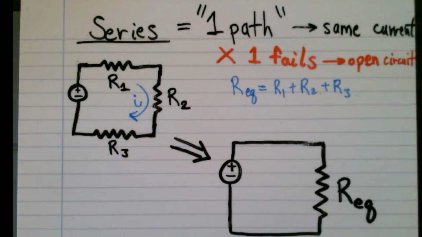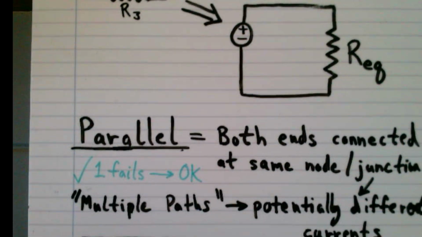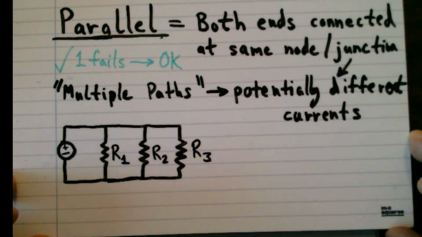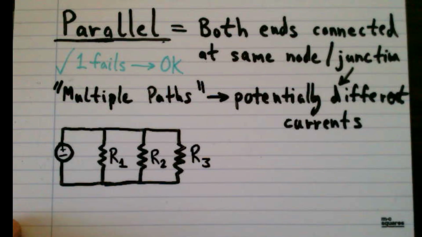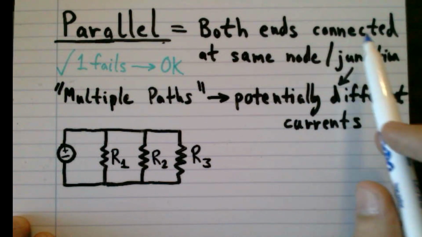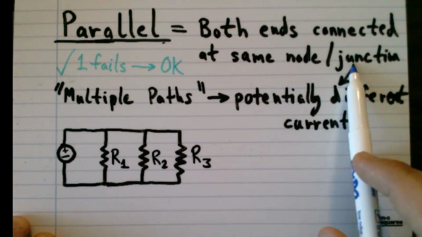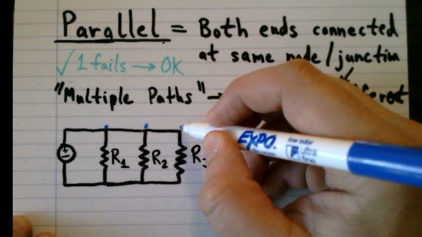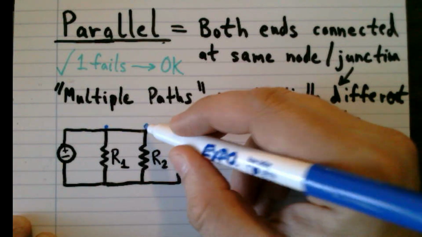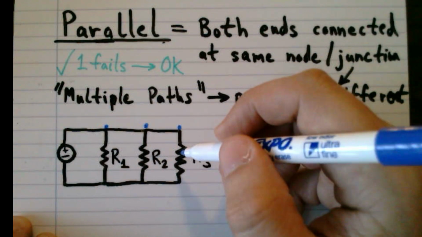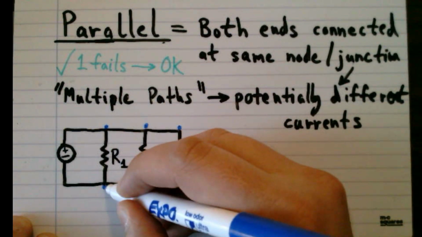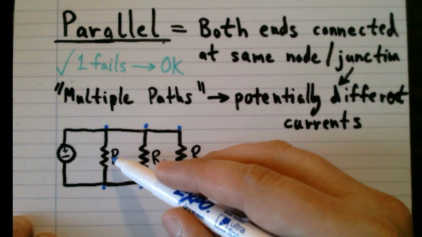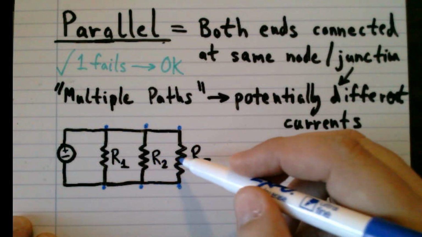Okay? We can tell if a resistor is in parallel or not by determining whether or not both ends are connected at the same node or junction. So if we look here, in this example, we have this top wire, and each one of these resistors is connected to the same top wire and also the same ground, the same bottom wire. Okay? So these three resistors are all considered to be in parallel to each other.